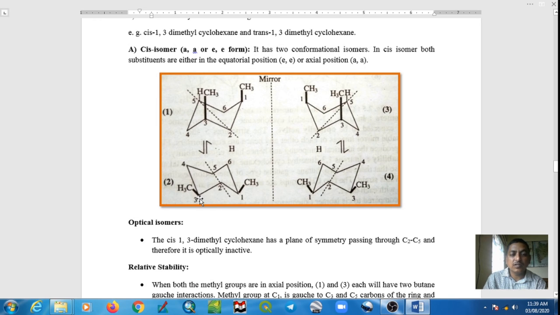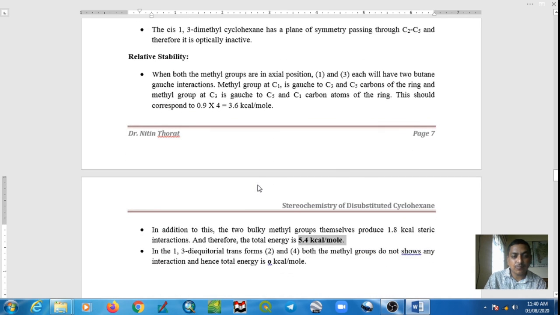Let us talk about its diequatorial form. When both methyl groups are at equatorial, this is the most stable conformation of cis 1,3-dimethyl cyclohexane. When both methyl groups are at equatorial, they do not show any interaction, they are far away from each other. That's why energy is 0 kilocalorie per mole.